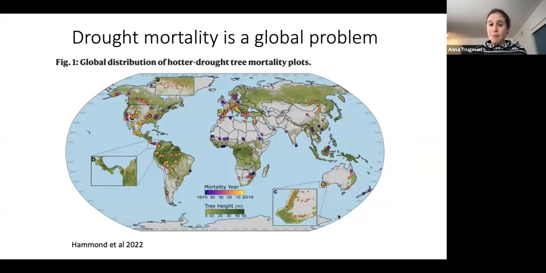And I'm sure many folks in this Zoom room are familiar with this figure, but this is a map of major drought and heat-induced mortality events over the past several decades. And each one of these points represents a mortality event that could release a large amount of carbon into the atmosphere and cause a positive feedback on climate change.